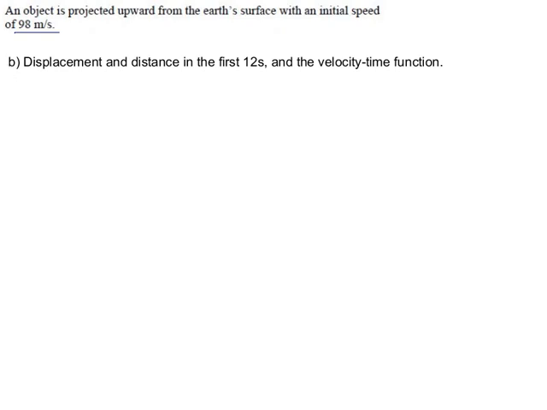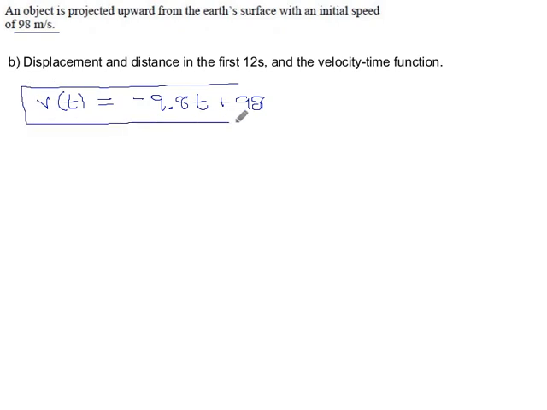the velocity time function is actually what we got already. We said that the velocity as a function of time was minus 9.8t plus 98. That is a velocity time function. So we got that in the natural course of finding our velocity change. That part was easy enough.